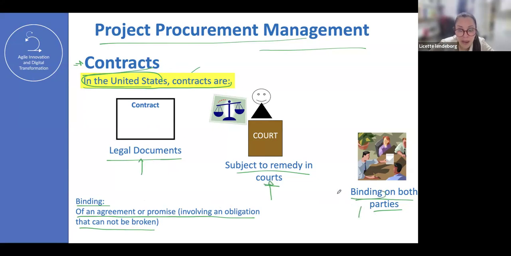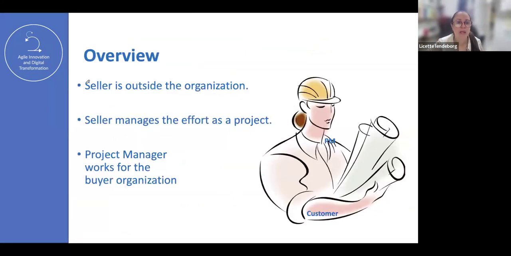And just to clarify, binding on both parties, it's an agreement or promise involving an obligation that cannot be broken. So these are the premises. This is the foundational idea in the United States that if you don't agree on something, you need to go to court, subject to remedy in courts. But yes, that is United States law.